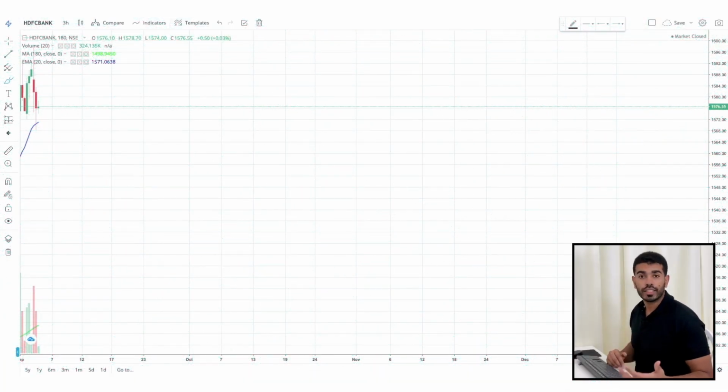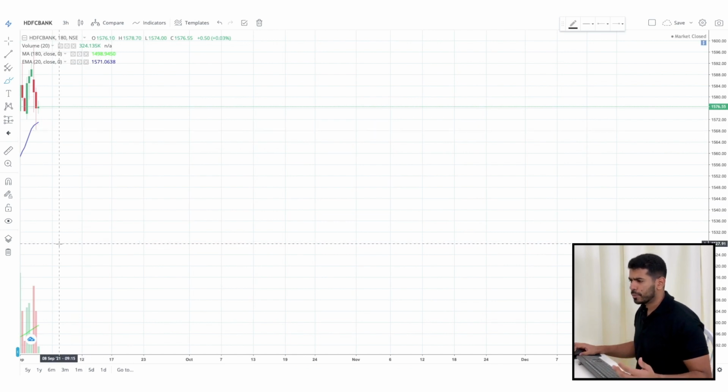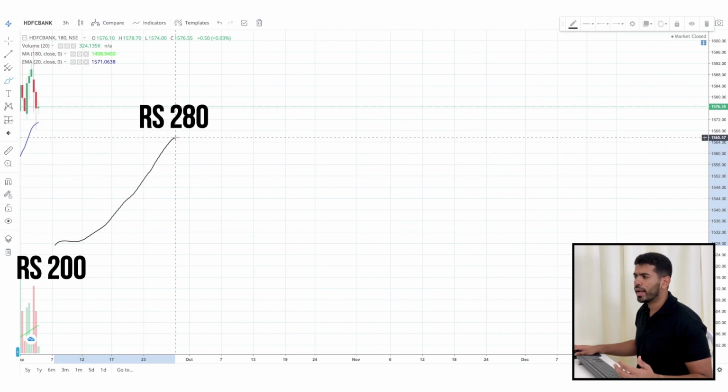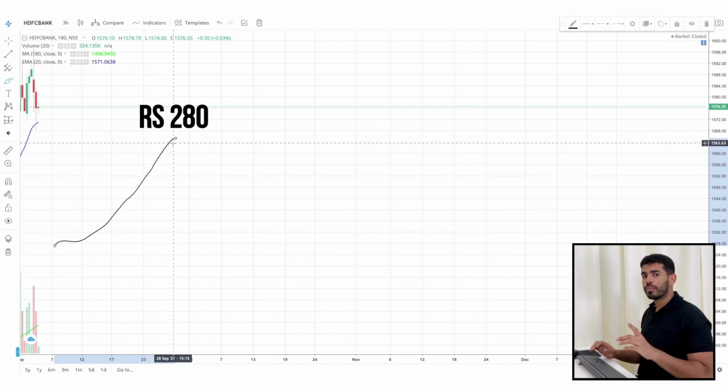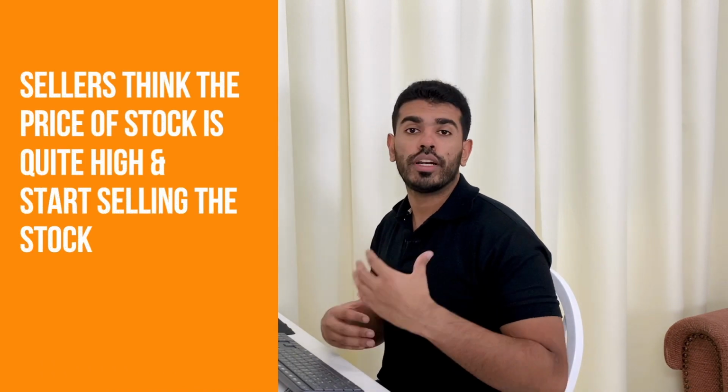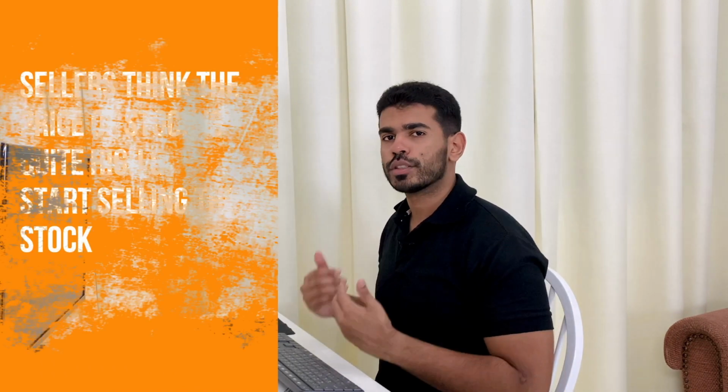Now, let's first understand how the triangle pattern is formed. Let's say a stock is currently trading at about 200 rupees. So it starts going upwards. Let's say it reaches around 280 rupees. Now, at this particular point, the sellers in the market think, you know what, the stock is already too high, and they will start selling the stock.